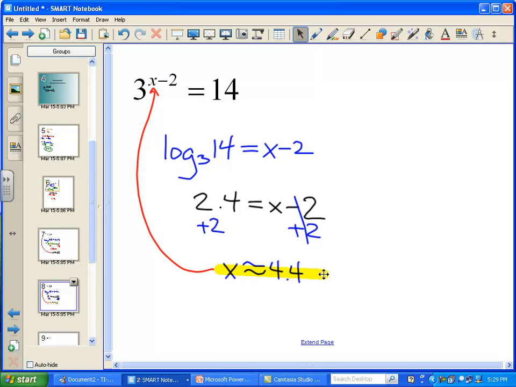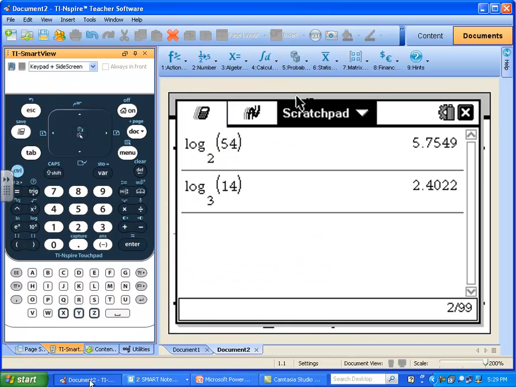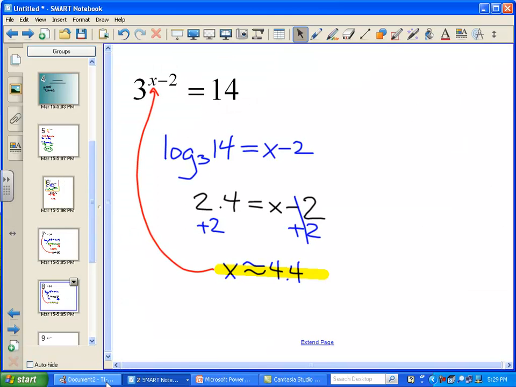Let's take 4.4 and put it in for x, and let's do that in the calculator. This is going to be 3 raised to the power, I'll put in parentheses 4.4, take away 2. And let's see what that gets me. Oh, so close, 13.967, but I wanted 14. And that is close, but think for a second, why would I not get 14 exactly?